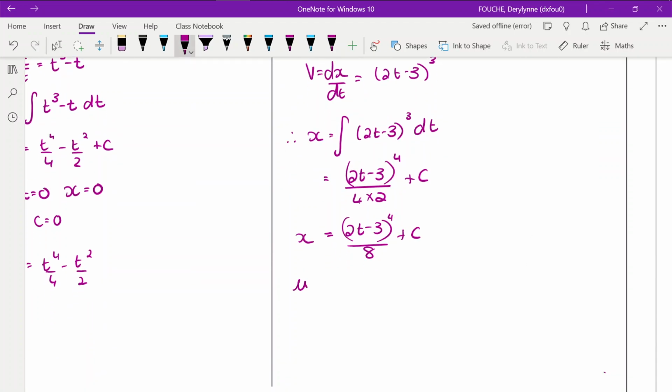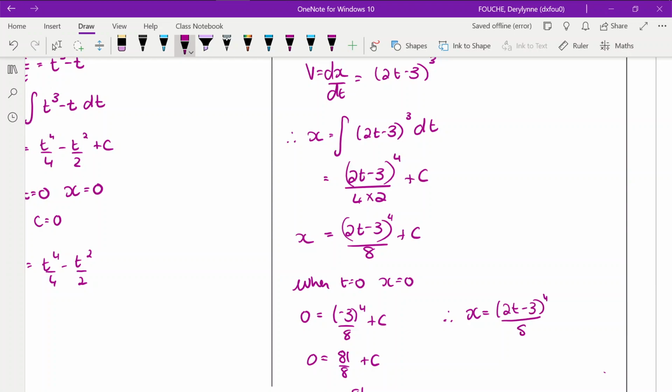And again, when t equals 0, x equals 0. So we have that 0 is equal to (-3) to the 4 over 8 plus c, and (-3) to the power of 4 is positive 81. So 0 is 81 over 8 plus c. And that means that c must be negative 81 over 8. So therefore, our equation for our displacement is going to be (2t - 3) to the power of 4 over 8 minus 81 over 8.